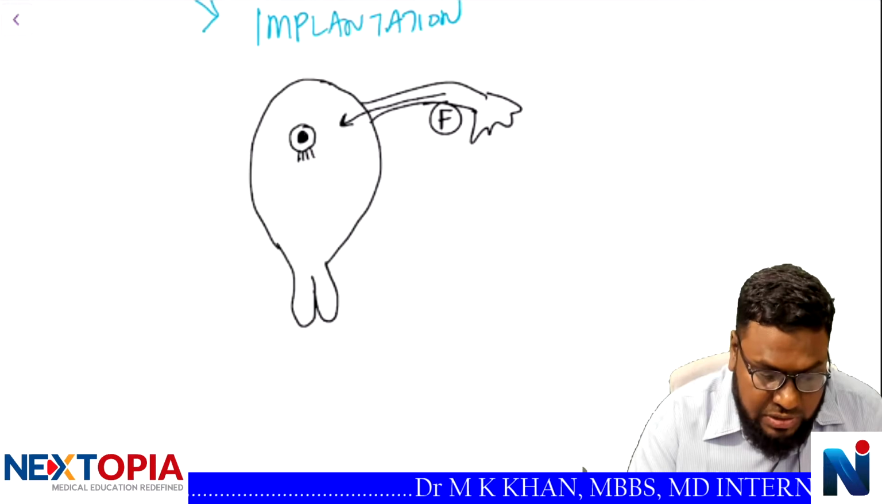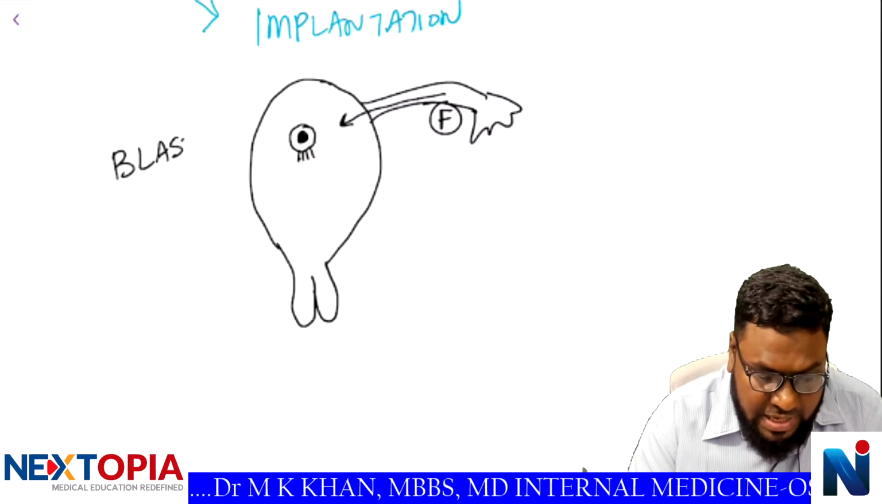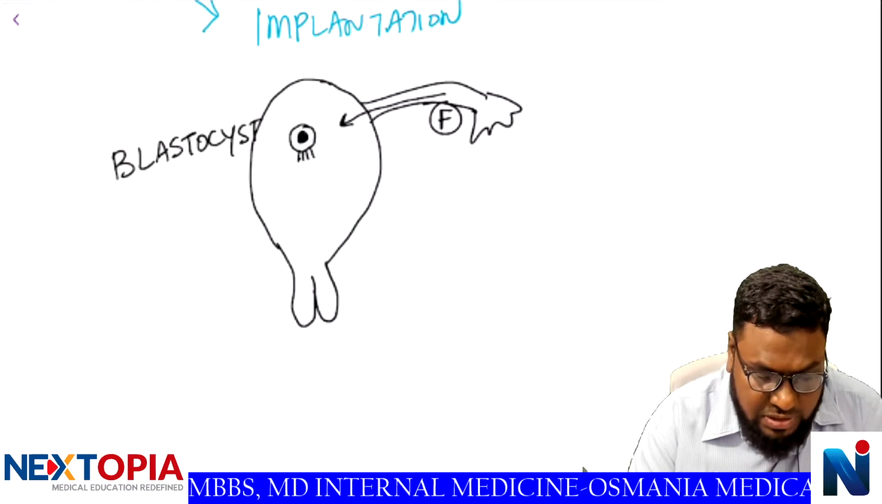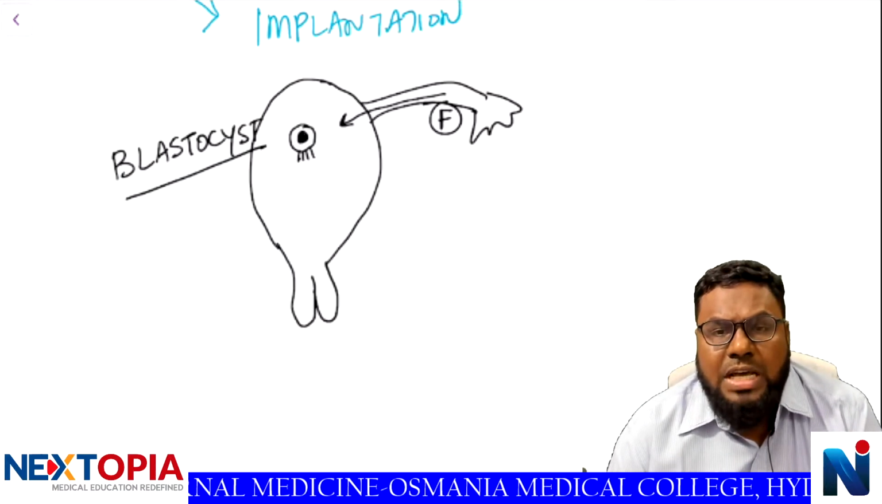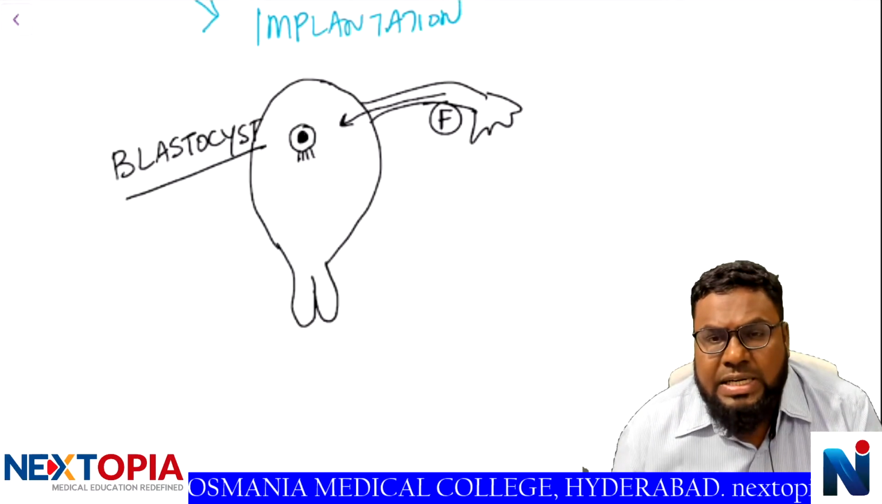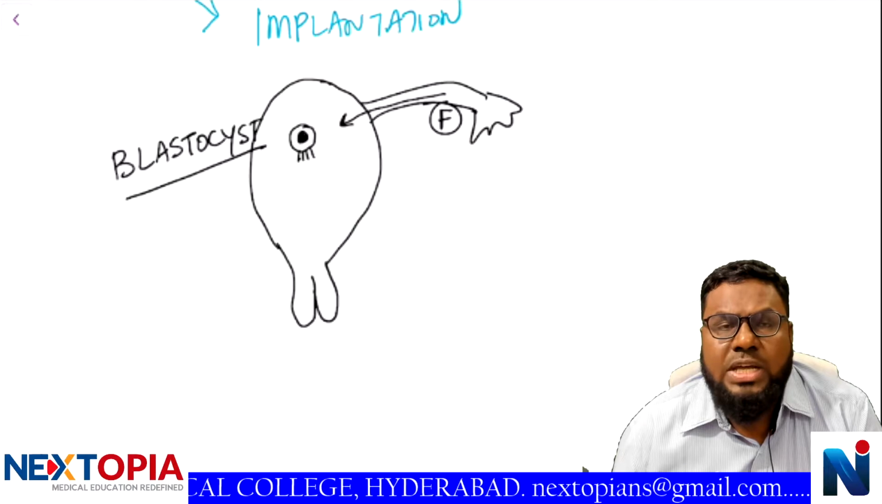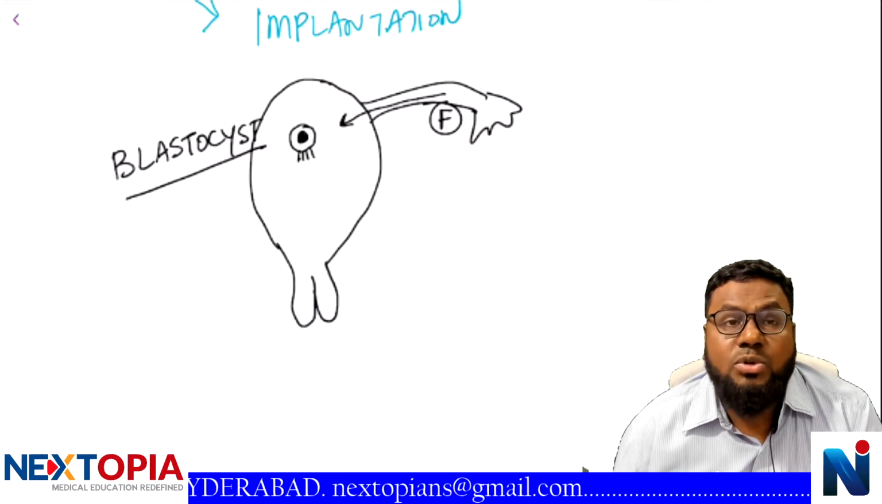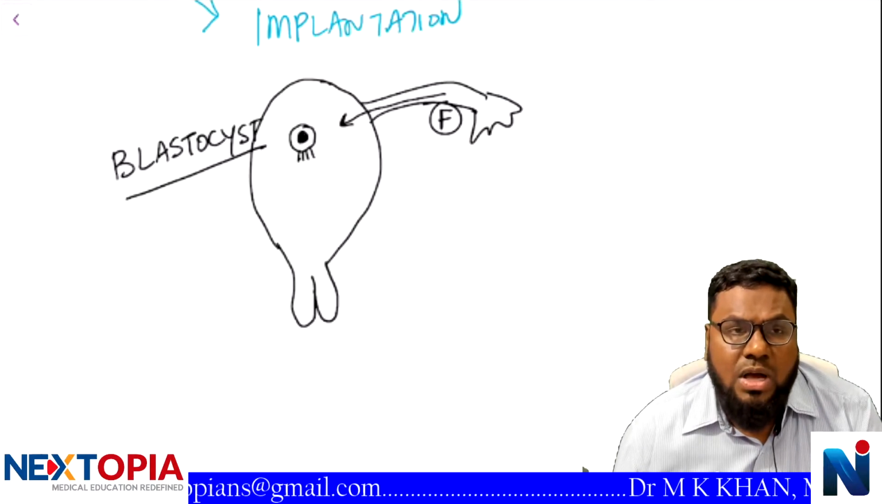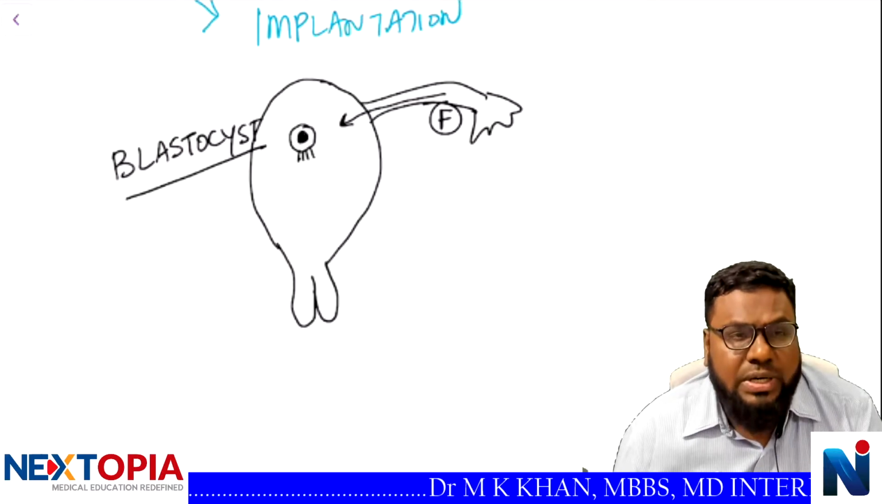At what stage is it getting implanted? It is at the stage of blastocyst. It's an important question. Blastocyst. The implantation is a process of attachment of the blastocyst to the uterine endometrium, mostly occurring in the posterior wall of the endometrium. All right, at the level of the fundus of the uterus.